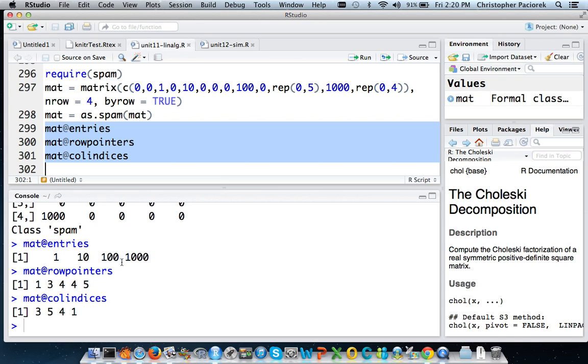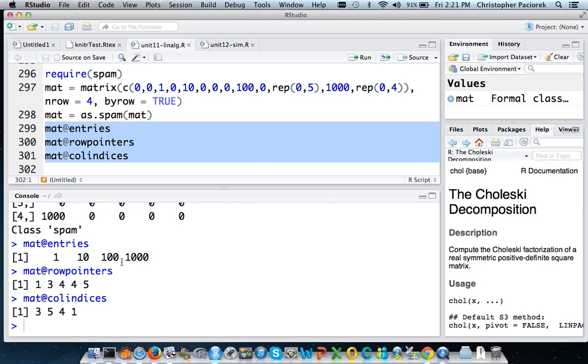If I want to know, okay, so the first, sorry, I'm getting confused because this 1 here is in the third position, but it's in the first row.